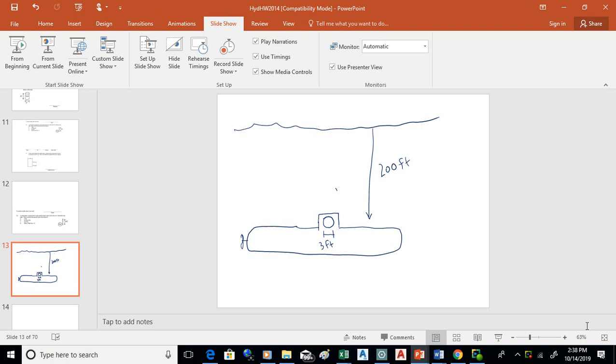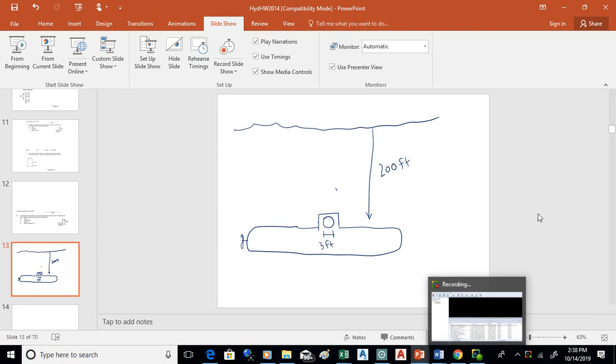Okay, so why don't you pause the recording and see if you can do that, and then we'll go over it. So I'm going to pause here. Once you've got the force on the window, just start the recording up again and we'll go over it. So we've got the window is a 3-foot diameter, and the center of the window is 200 feet below the surface of the water.